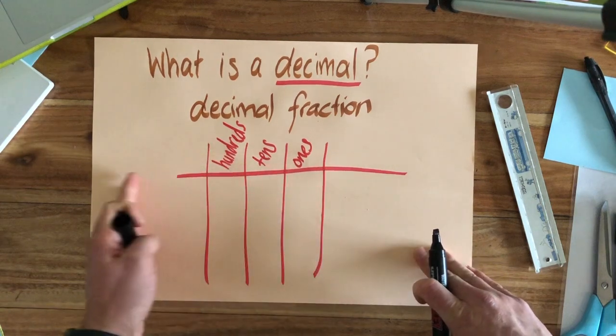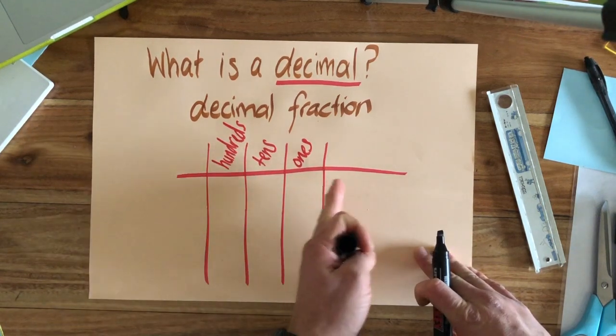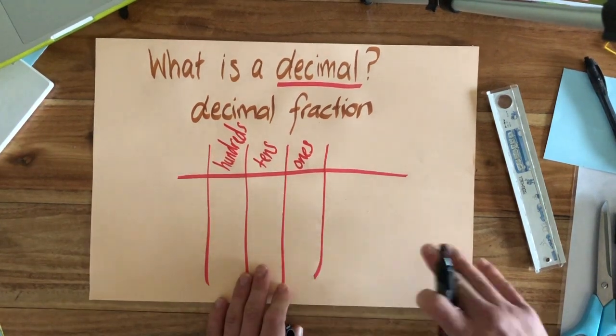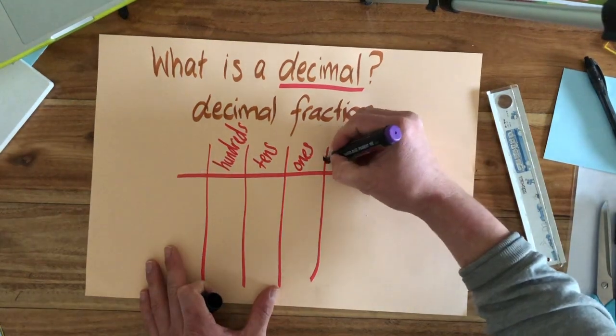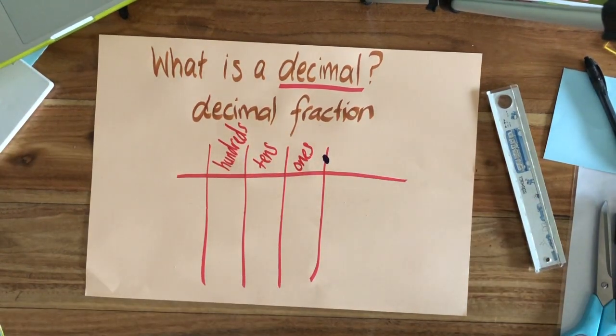So when we go left, our number gets larger. When we go right, our number gets smaller. And what we need to do is put a decimal point in. So it's just like a full stop, just to tell us when we have whole numbers and when we have parts of whole numbers or decimal fraction.